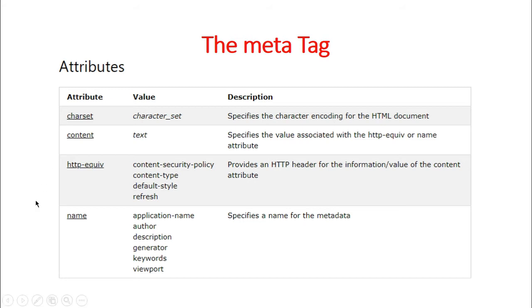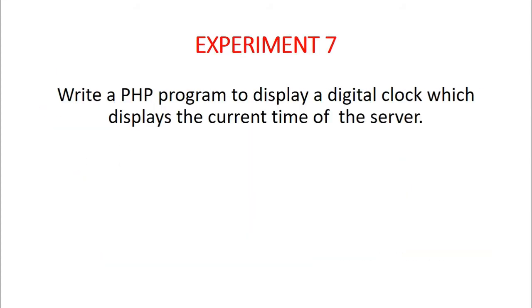So we will be using the http-equiv attribute for the meta tag, and we are going to set its value to refresh. Along with that, we are also going to use the attribute called content. So that is about the description. Now let us proceed to implement this PHP script, that is experiment number 7. The question is: write a PHP script to display a digital clock which displays the current time of the server.